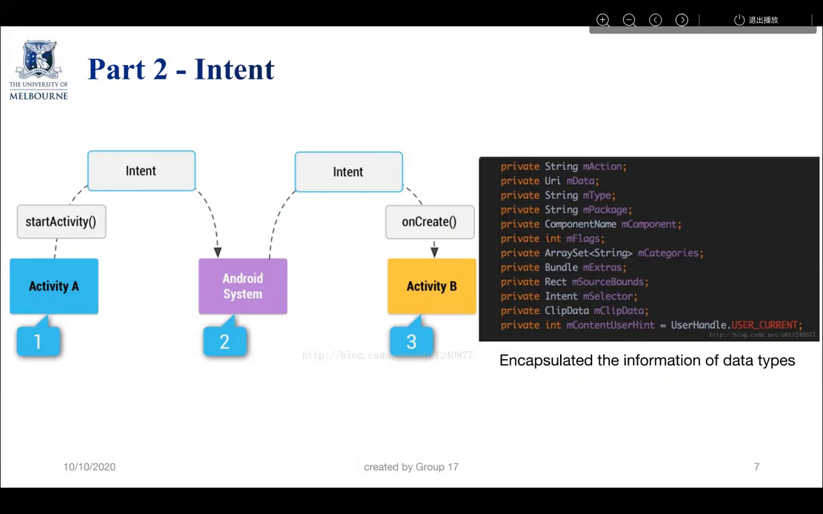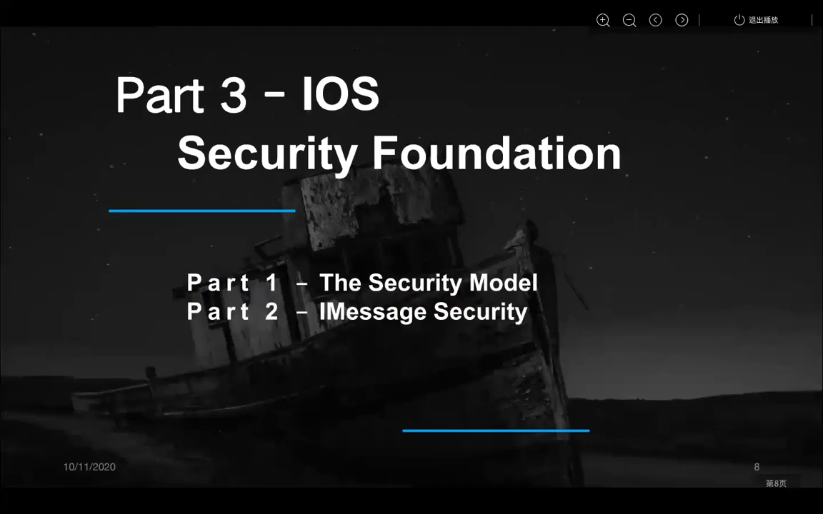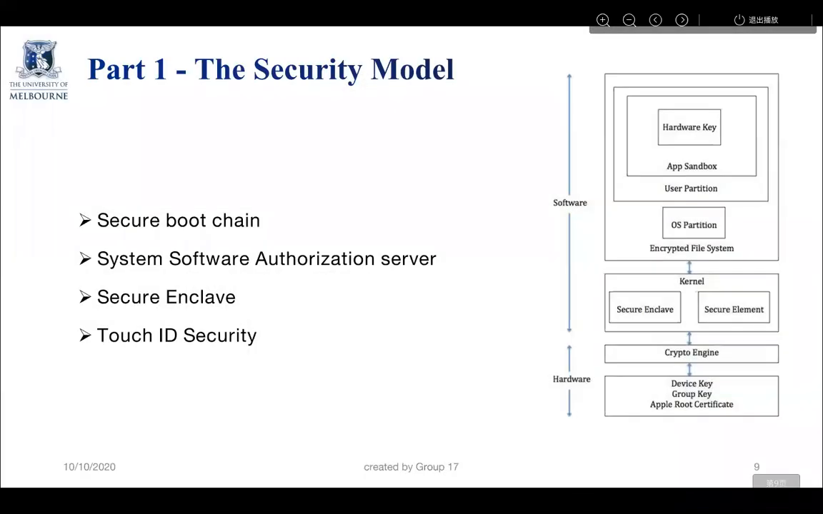Regarding iOS security mechanism, we mention the following 2 points here. They are the security model and the iMessage security. The system security model is central to security in iOS. It makes the hardware and software securely integrated with each other such that every component in iOS is secure. 4 important parts need to be mentioned, namely secure boot chain, system software authorization server, secure enclave, and Touch ID security.